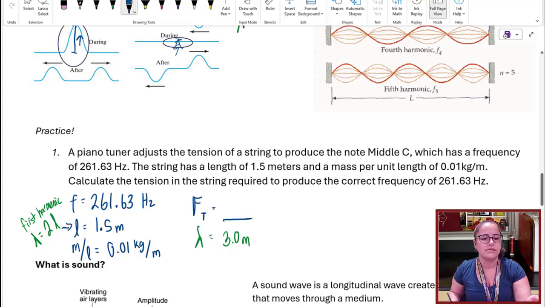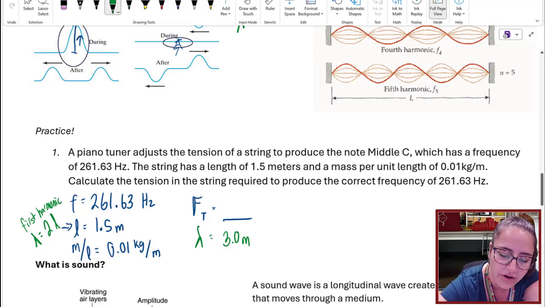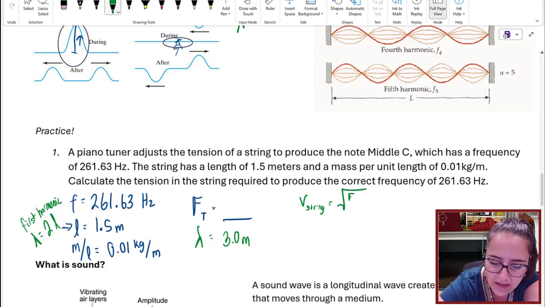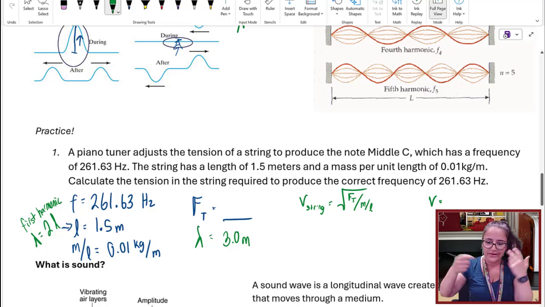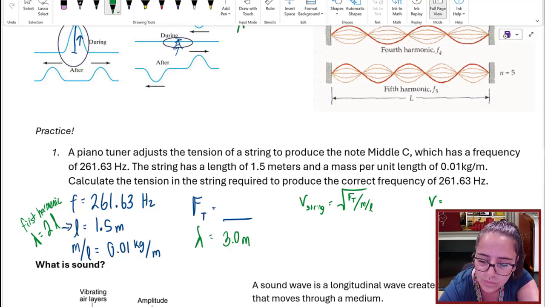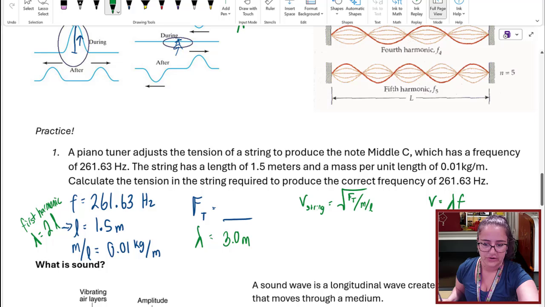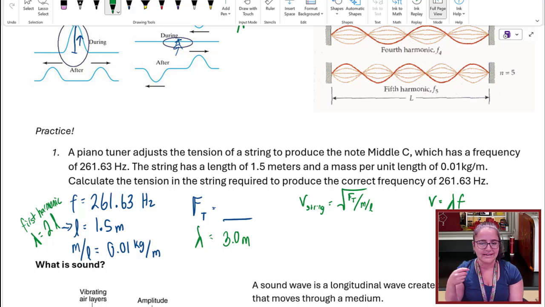Okay, so we have our equation. Our equation is that the velocity on a string equals the square root of the force of tension divided by m over L. And then we also know that the speed of any wave, whether it's a wave on a string or a light wave or a sound wave, is equal to wavelength times its frequency. So we can use both of those equations together to solve for our force of tension. And let's go ahead and put these together so we can do a little bit of derivation practice.